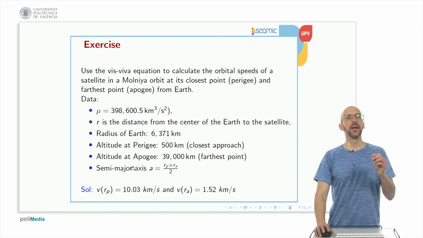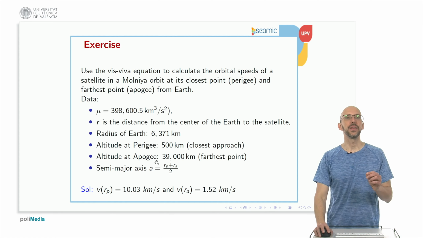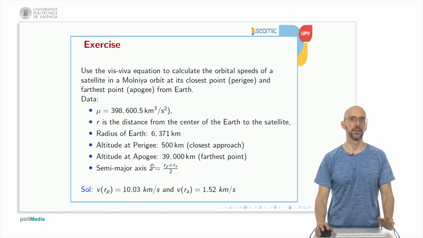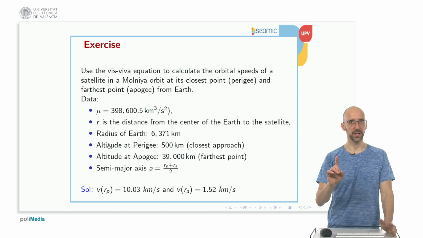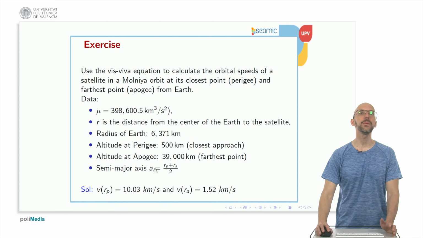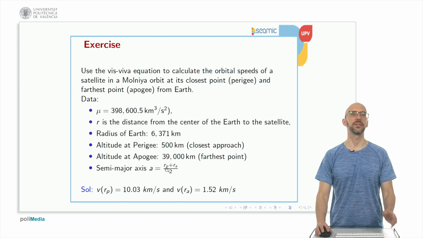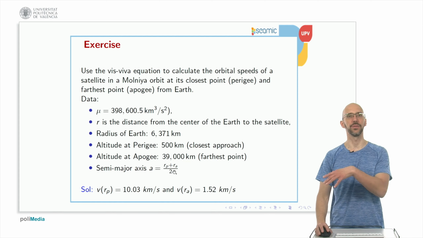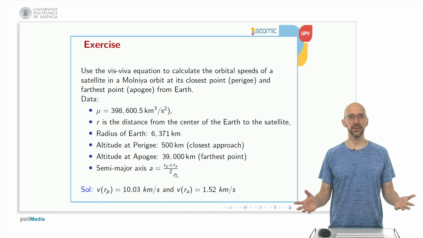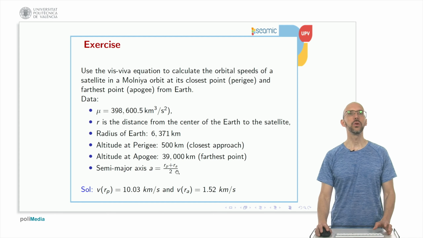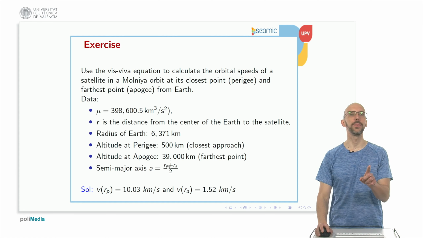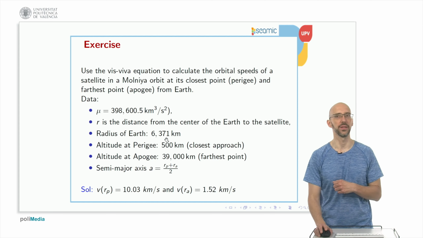And finally, given the perigee and the apogee, be careful, spoiler alert, we are using altitude and not radius. We need to add the radius of the Earth to these two values. The semi-major axis can be calculated from the radius of the apogee and the radius of the perigee. Then R, by the way, the radius of the perigee is 500 plus the radius of the Earth. The radius of the apogee is 39,000 plus the radius of the Earth.